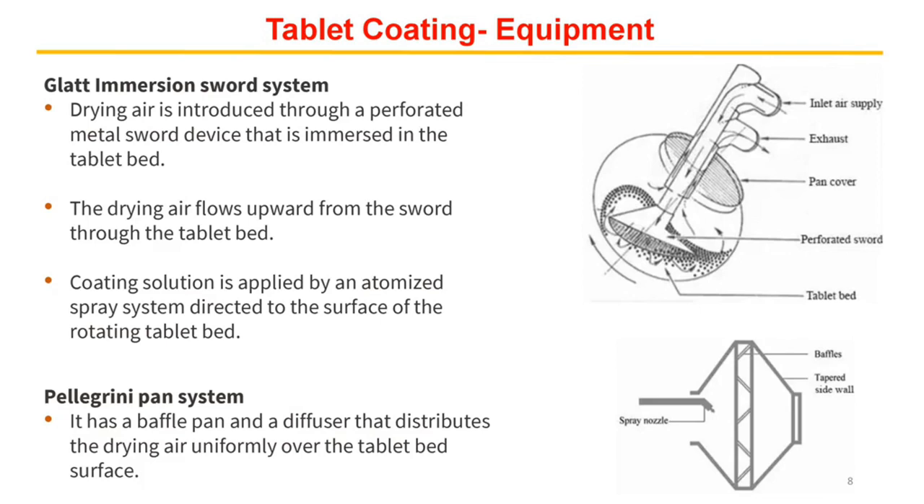Tablet coating equipment: Immersion sword system. Drying air is introduced through a perforated metal sword device that is immersed in the tablet bed. The drying air flows upward from the sword through the tablet bed. Coating solution is applied by an atomized spray system directed to the surface of the rotating tablet bed. Pellegrini pan system. It has a baffle pan and a diffuser that distributes the drying air uniformly over the tablet bed surface.